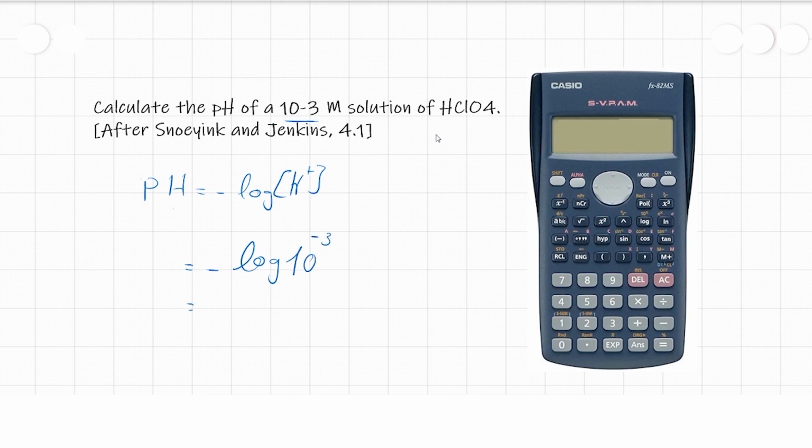To be able to use the calculator to calculate this formula, I click first the minus, then the sign of the log, then I write 10, then this sign which is to the power minus 3, I click again the minus, then I click the 3. Finally, I click equal. This will give me that the pH of perchloric acid is equal to 3.